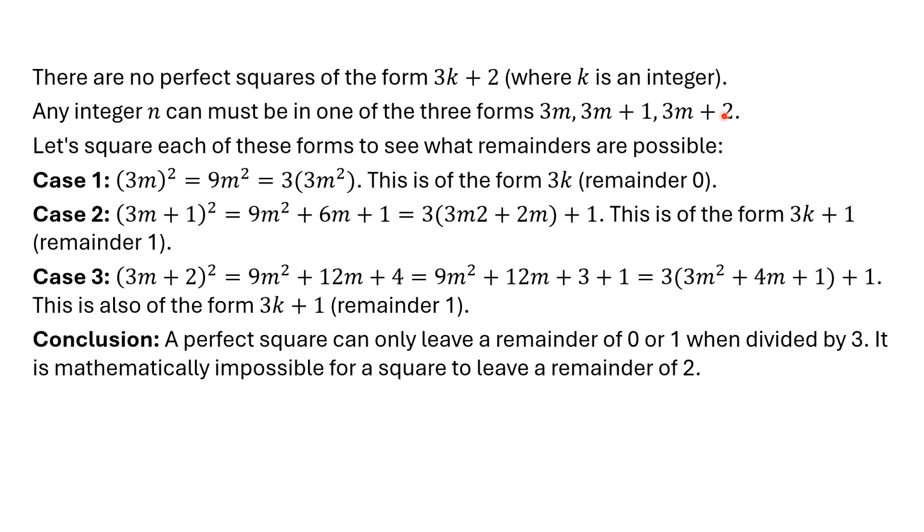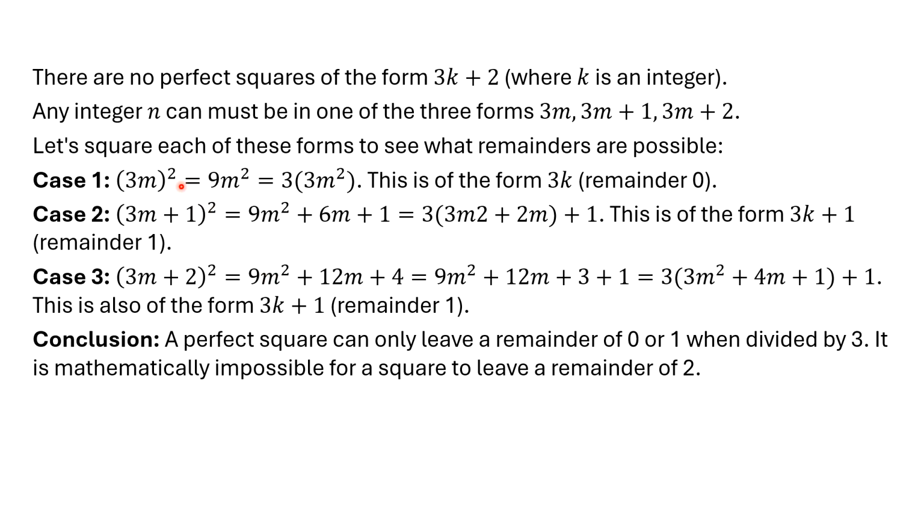So let's look at each one of these in terms of our integer n, and see what form the square could be in. If n is of the form 3m and we square it, we get 9m squared, which can be written as 3 times 3m squared. So this is of the form 3k. And if n is of the form 3m plus 1, we square it, we get 9m squared plus 6m plus 1. We can factor 3 out of the first two terms, and we get 3 times some integer plus 1. In other words, it's of the form 3k plus 1.